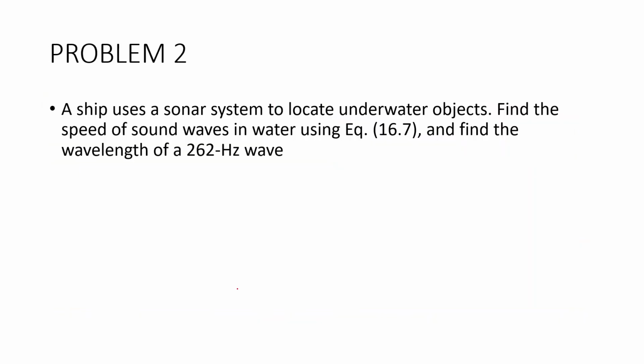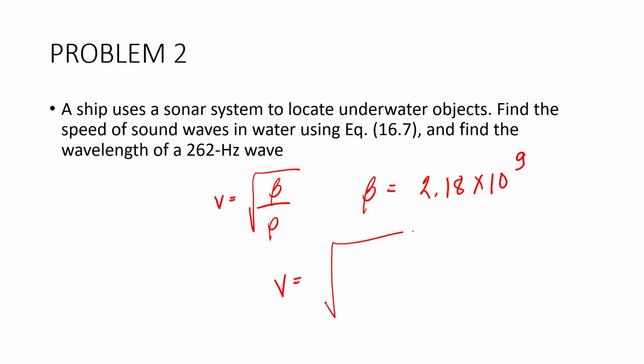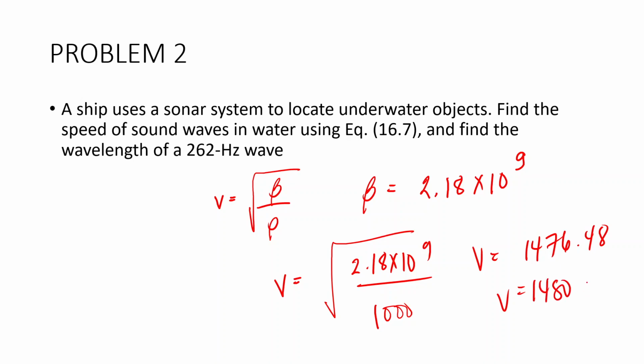of the material. Okay, so for example, in problem number 2, sabi niya, a ship uses a sonar system to locate underwater objects. Find the speed of sound using the formula V equals square root of the bulk modulus over the density. And find the wavelength of a 262 Hz wave. Okay, makukuha natin, ang bulk modulus of water is equivalent sa 2.18 times 10 raised to 9. This is a property. And density of the fluid, of water, is 1,000, diba? So 2.18 times 10 raised to 9 over 1,000. So ang speed natin is 1476.48 or simply 1480 meters per second.